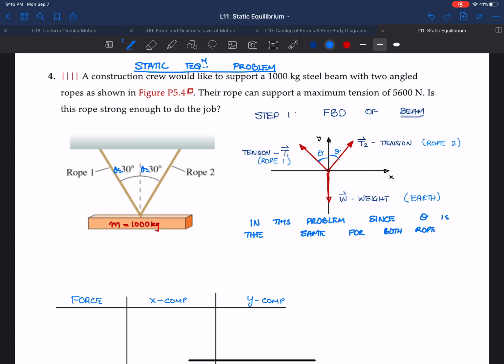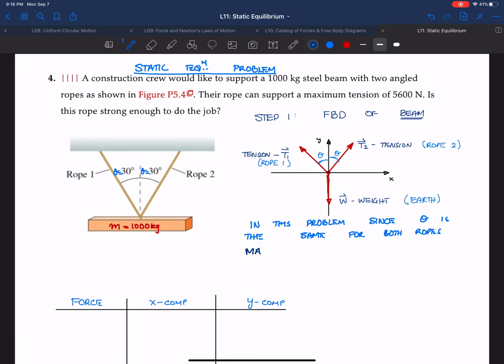and we'll look at another problem where that angle is not the same. The magnitudes of the tension, of course the tensions are in different directions, but the magnitudes of the tensions T1 and T2 are the same, and let's just call that T. They have the same magnitude. Okay, so that's the first step.